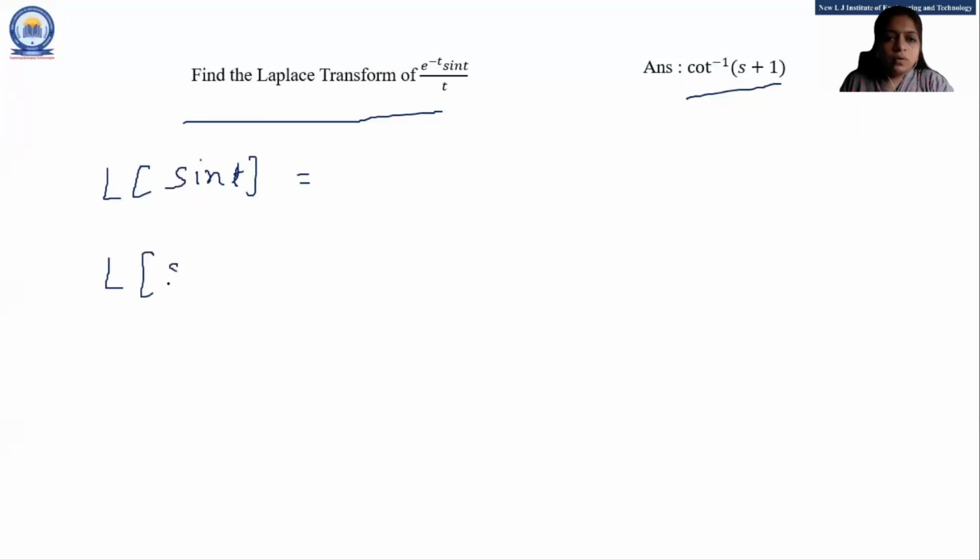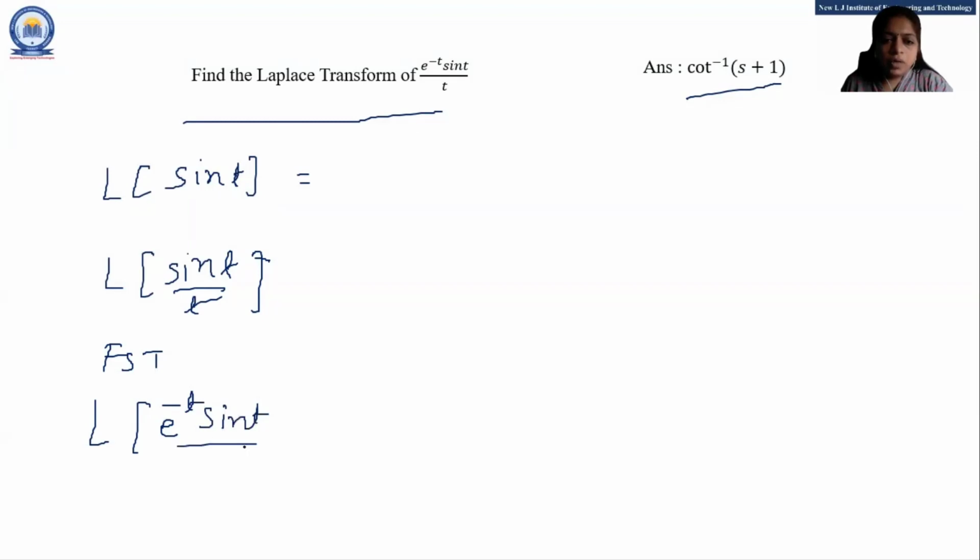Laplace of sin t upon t. And then you have to apply the first shifting theorem, that is Laplace of e raised to minus t sin t upon t. First method is this. As I told you, every time you have to apply shifting at last.